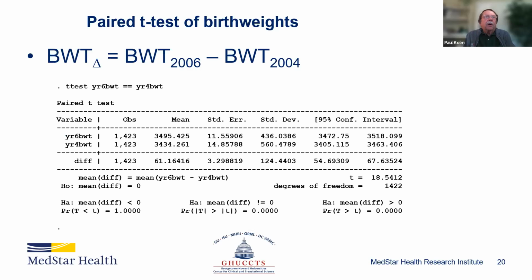And so this is our result, just doing a paired t-test. So we can see that there is a statistically significant difference of 61 grams, I guess it would be, 3434 for the pre-intervention and 3495 after the intervention. So in this case, because we can reject the null hypothesis, we would conclude that our intervention had an impact.